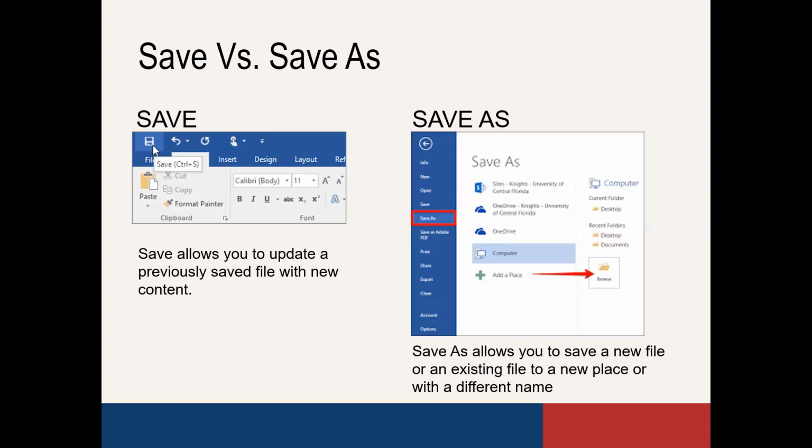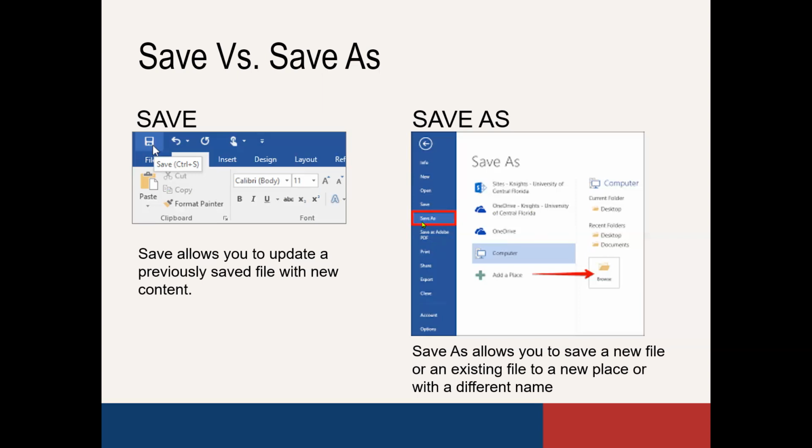Now, save as allows you to save a new file or replace an existing file with a new name or a new place that you're storing it at. And so in Word, if we were wanting to do save as, we'd actually have to click this file button, and then this screen would pop up and we would have the option again between save or save as.